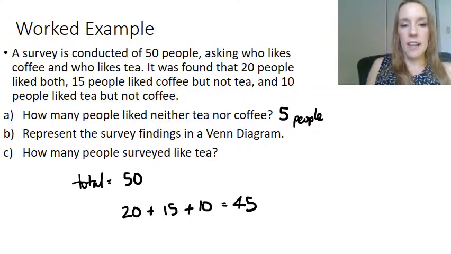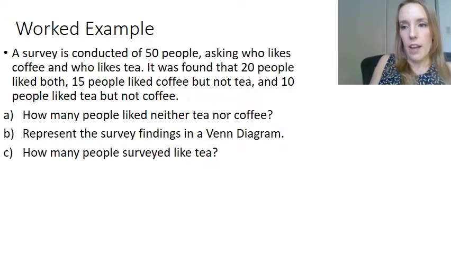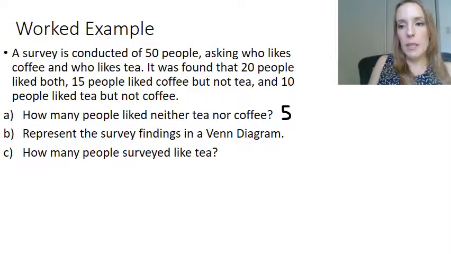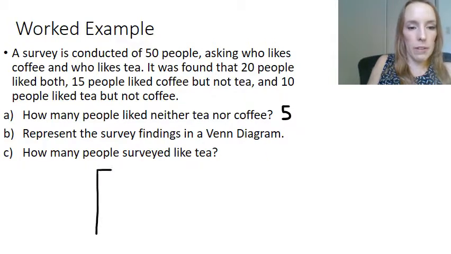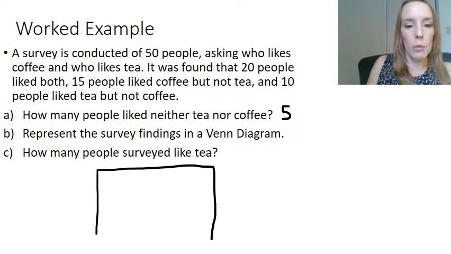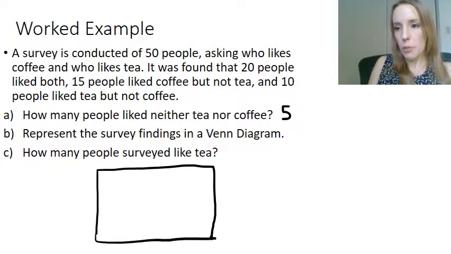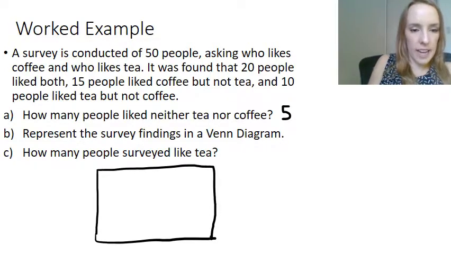So B asks us to represent our findings in a Venn diagram. Okay, I'm going to clear the screen and I'll rewrite that in 5. Okay, so a Venn diagram. The first thing we're going to do is draw our box, which is going to represent all of our people surveyed, which was our 50. I'm probably going to regret making that so small. Okay, what colour? We'll use green for tea.